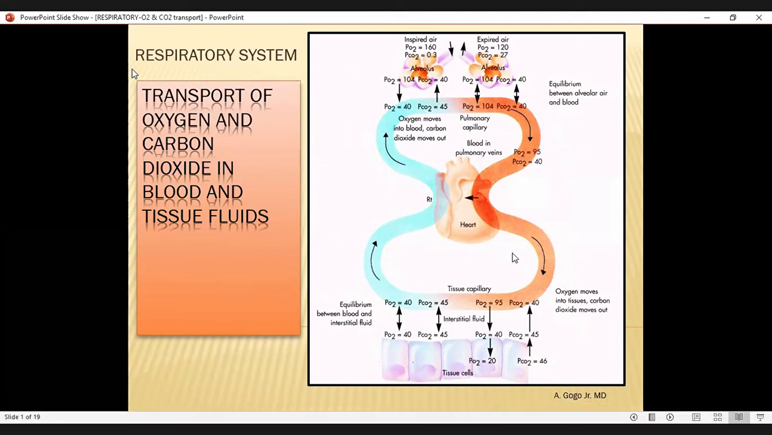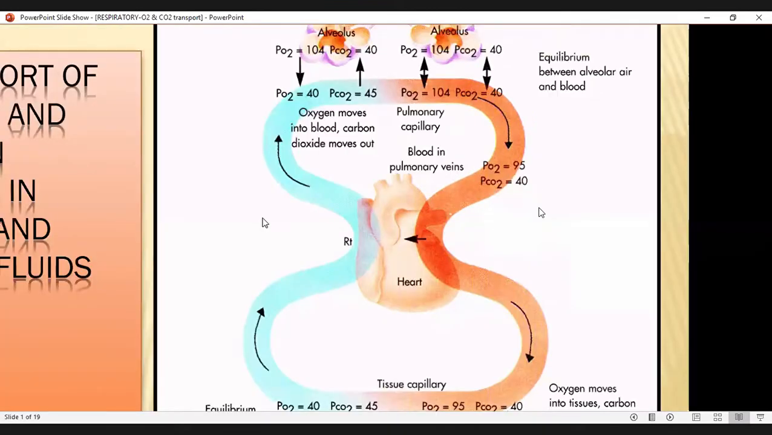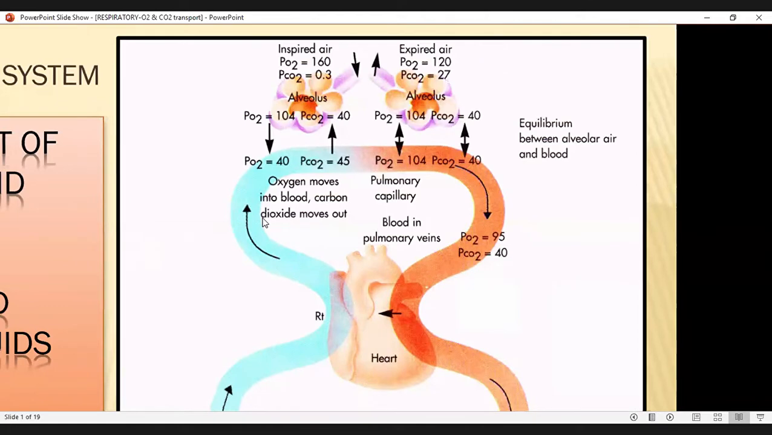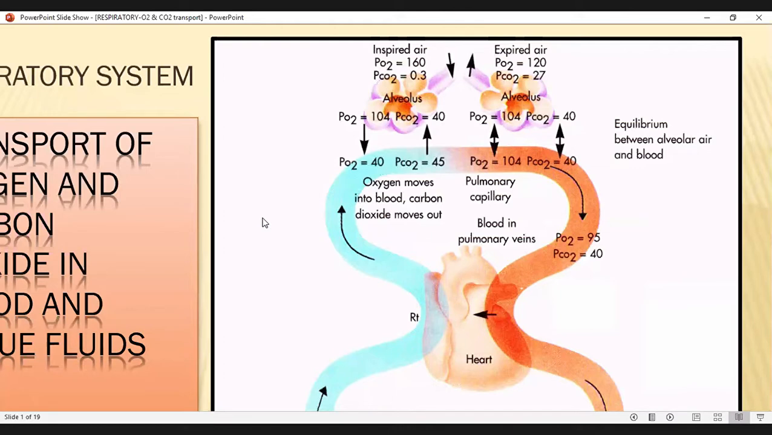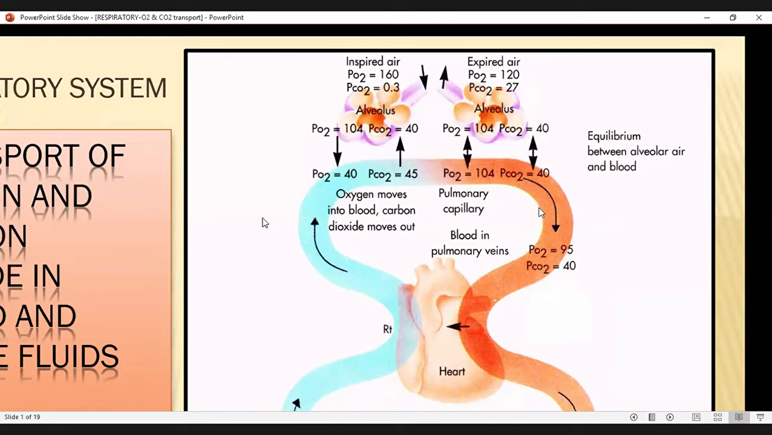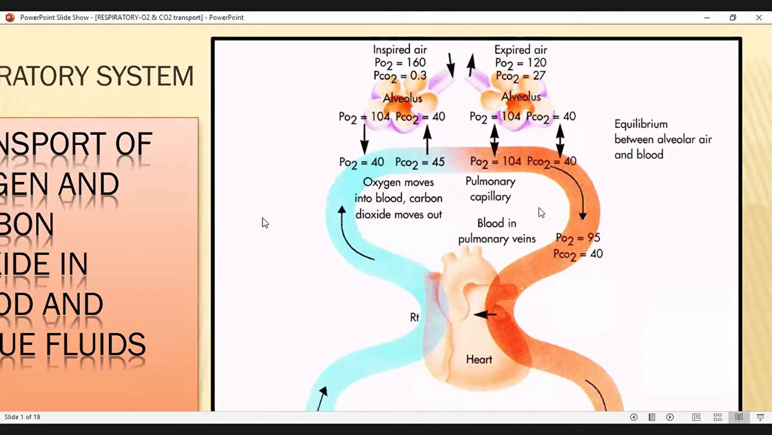And pwede mo ma-enlarge at saka ano, yung kamay ba lang ang mag-control? Touchscreen man ito, Doc, no? Yes, touchscreen. Okay, sige. So that's why nandito na ako ngayon sa beginning.